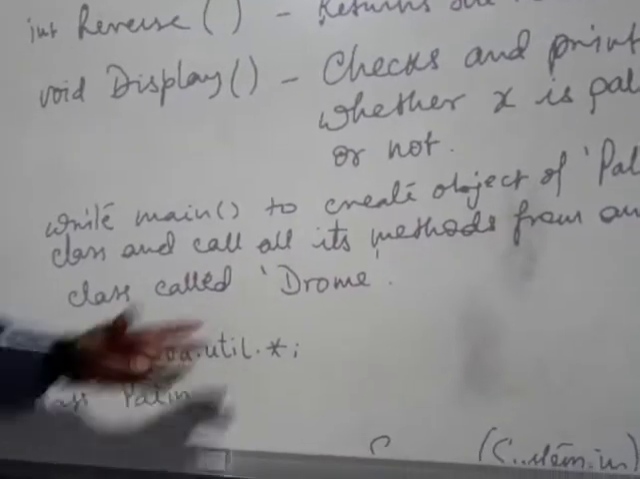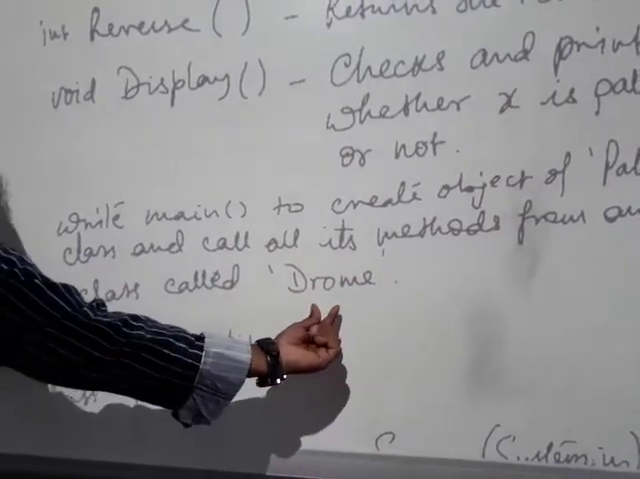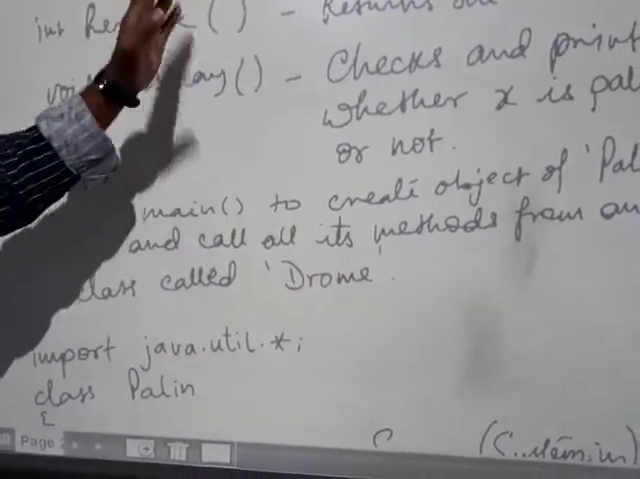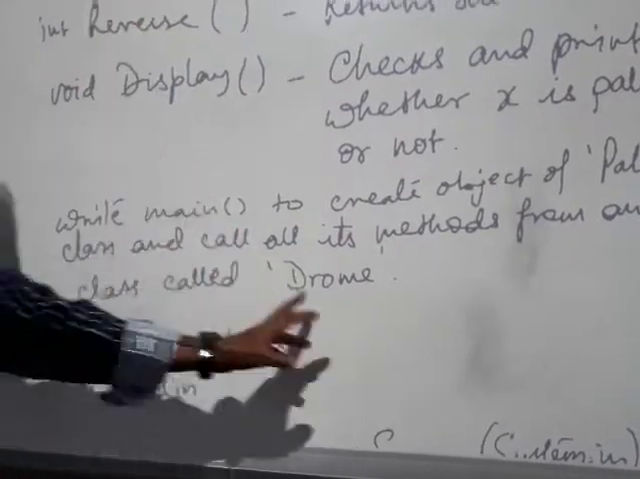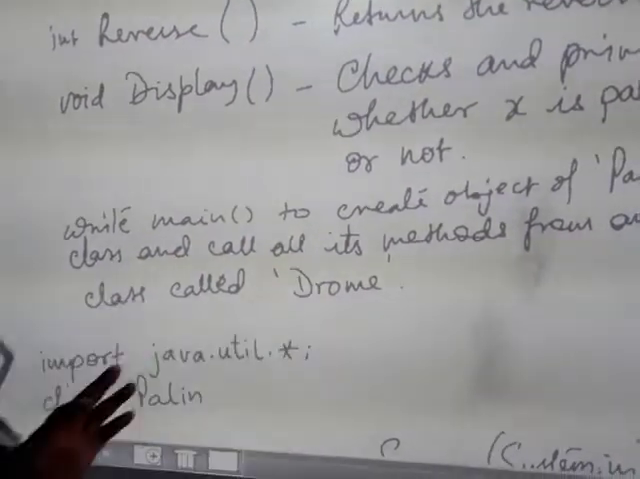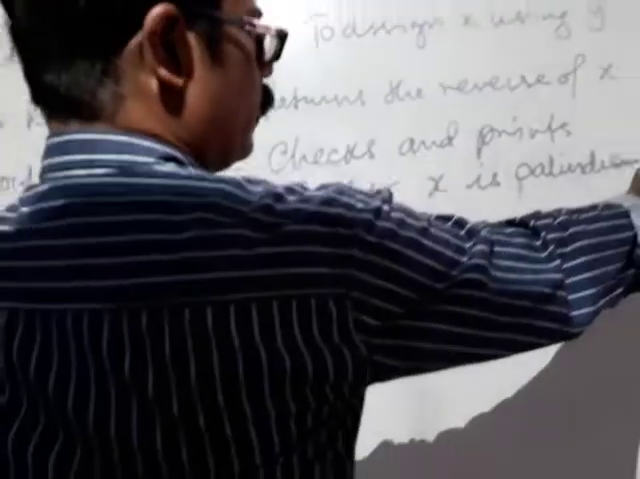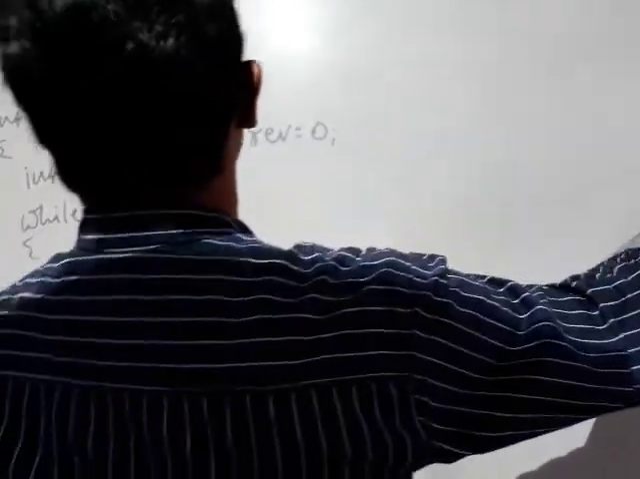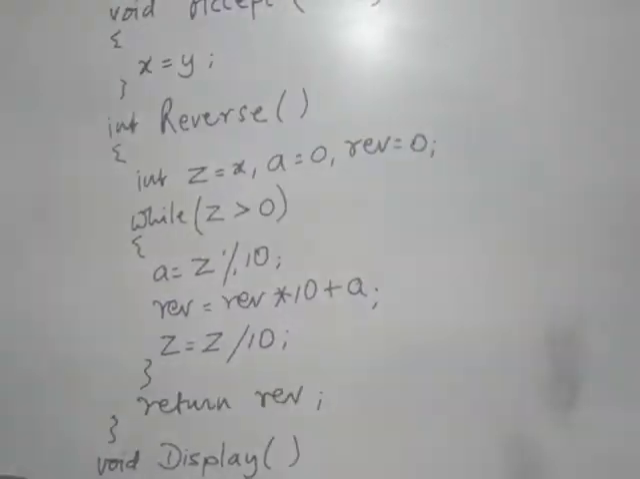Now this time we are trying to invoke the functions, that is accept, reverse and display, all these 3 functions, from another class called drome. So let's see the solution in this regard. So here we go.